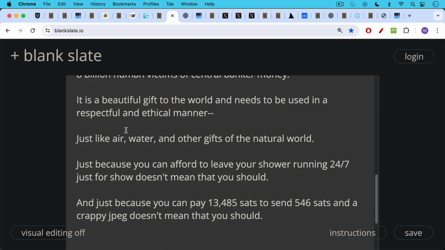Just because you can afford to leave your shower running 24/7 just to show off doesn't mean that you should do this. And just because you can pay 13,485 sats to send 546 sats and a crappy JPEG doesn't mean that you should do this either.